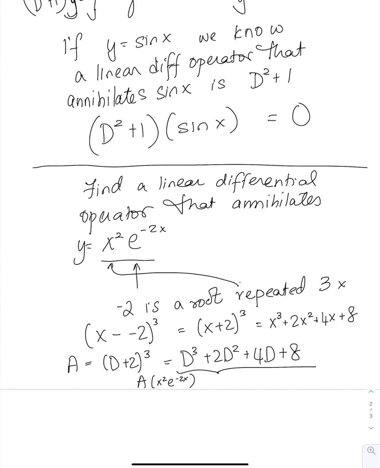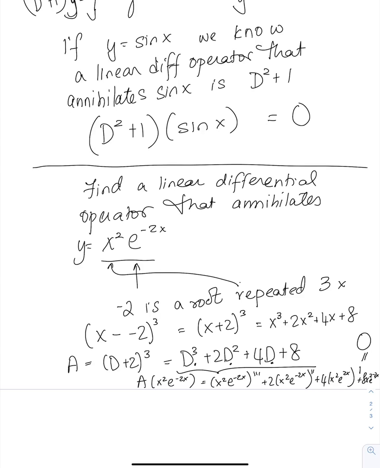So you take the function x squared e to the minus 2x, differentiate it 3 times, plug it in there. Differentiate it twice, plug it in there. Differentiate it once, plug it in there. And then add 8 times the function itself, then you will get 0. So let me just write that down. (x squared e to the minus 2x) triple prime plus 2 times (x squared e to the minus 2x) double prime plus 4 times (x squared e to the minus 2x) prime plus 8 times x squared e to the minus 2x. If you do this, this will turn out to be 0.